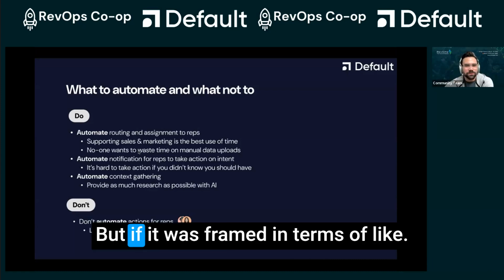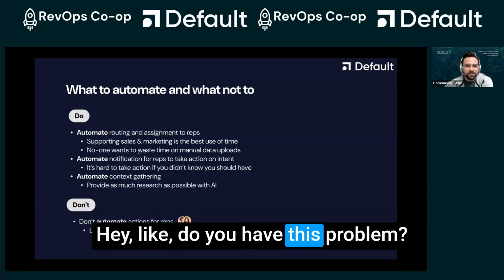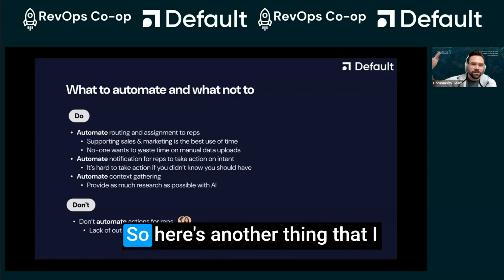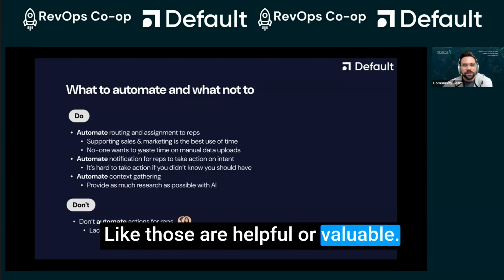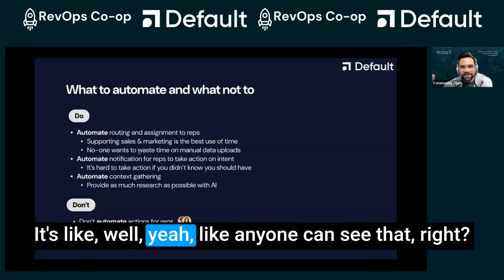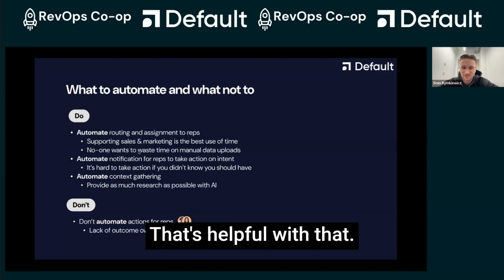Yeah. But if it was framed in terms of, "Do you have this problem? Are you experiencing this problem? Here's the way to solve for this. Hey, I saw you did this, so here's another thing that I think would be helpful for you," right? Those are helpful or valuable. You're not just telling me that you saw that I did a thing. It's like, well, yeah, anyone can see that. Tell me what you're going to do that's helpful with that.